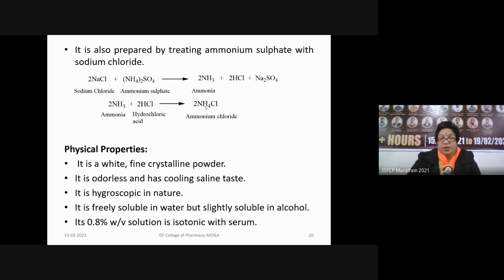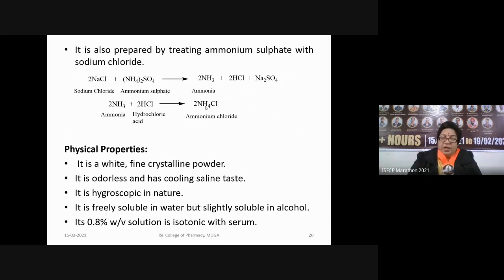So the main important point is that it has to be stored in a tightly closed container which should be completely free from moisture. It is freely soluble in water, that is why it absorbs moisture. जैसे आप इसको रख दोगे वातावरण में, it will immediately absorb water. It is freely soluble in water because it is a salt, but it is slightly soluble in alcohol.